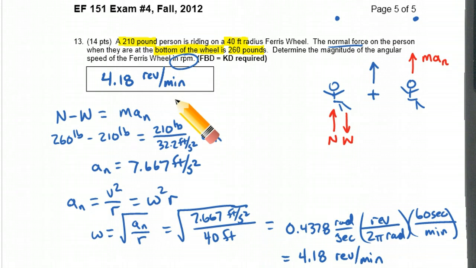Every 15 seconds we do one revolution. Pretty fast Ferris wheel. Key points: draw the free body diagram, relate the normal force and the normal acceleration, and then work with that to get the speed, and then convert to revolutions per minute.